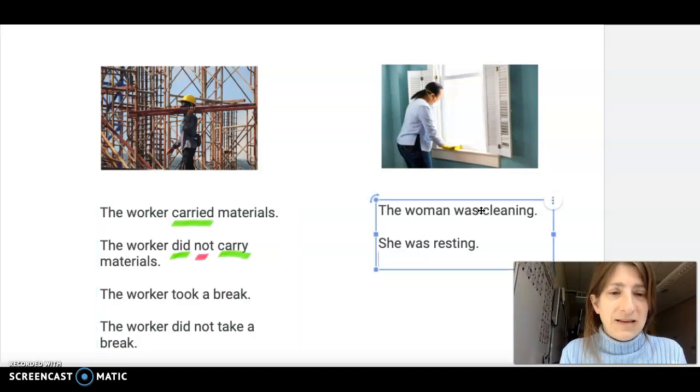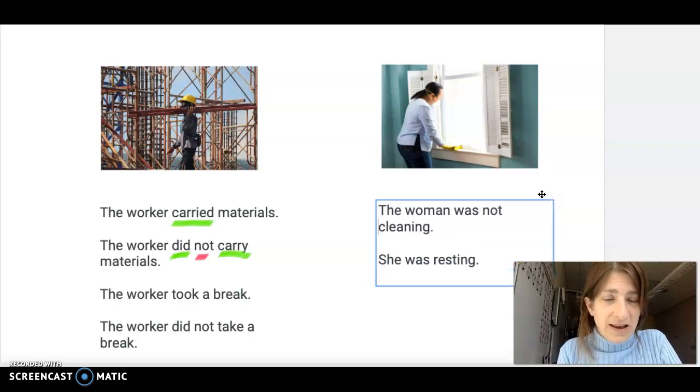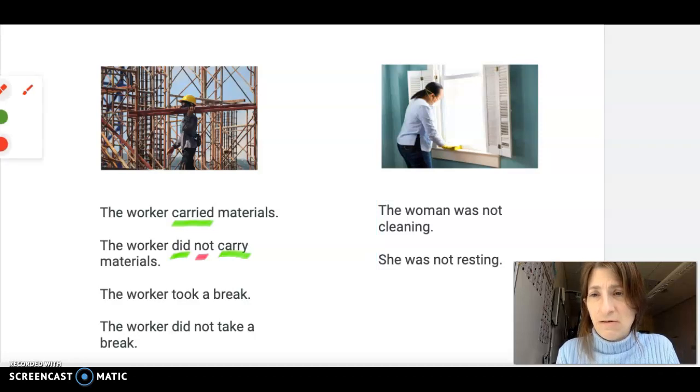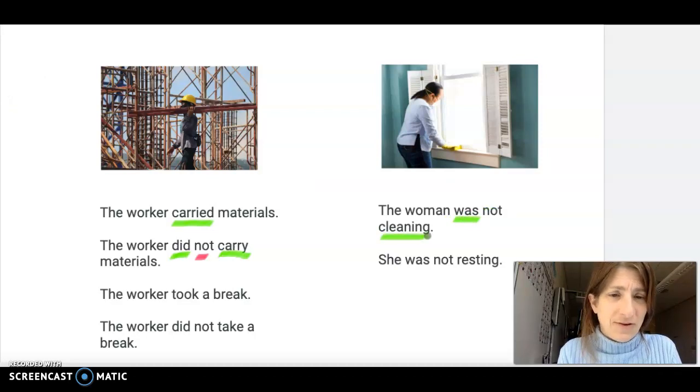These over here are a bit easier. Instead of the woman was cleaning, I have two verbs already, and I'm just going to put the word not there. The woman was not resting. So again, was and not, was and cleaning, those are my verbs. And then the word not is in the middle. Was and resting, the word not is in the middle.